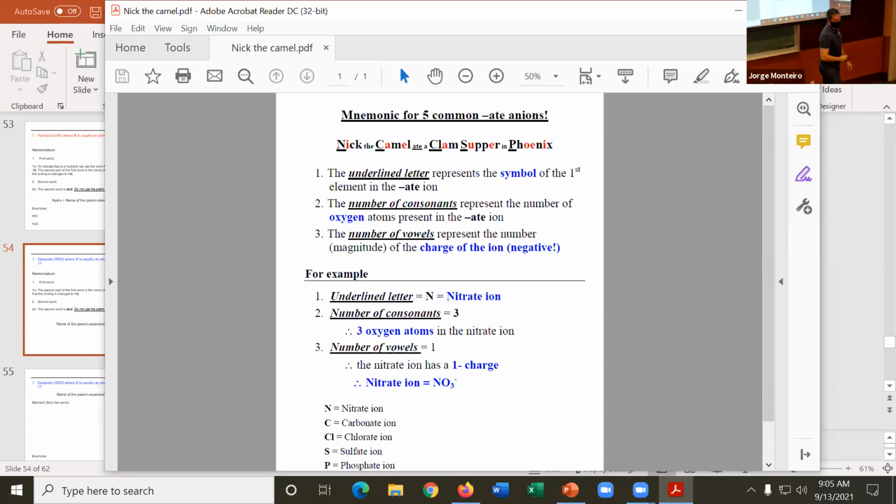Because this is an ion, it has to be negatively charged. And the number of vowels represents the magnitude of the negative charge. Here we just have 1 vowel. Therefore, the charge of NO3 is 1 minus. And the name of this oxoanion is nitrate.